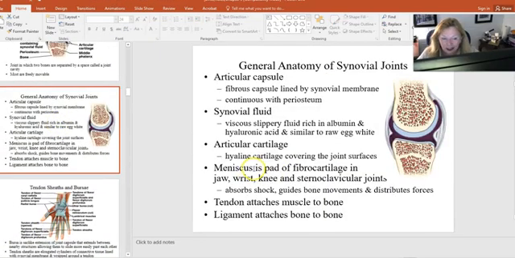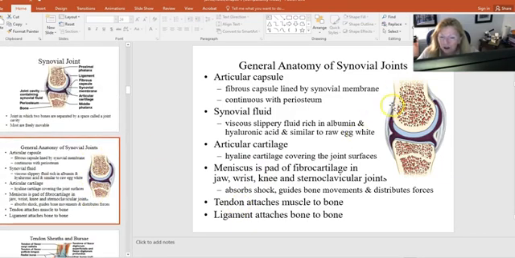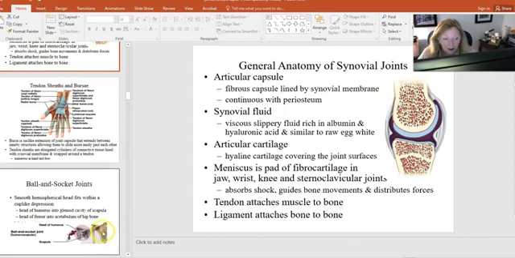menisci in some joints, we have tendons and ligaments we think about with the joint, we have the synovial membrane, we have articular cartilage. Synovial joints are really complex, even the little tiny ones like we think of in our toes and our phalanges. They're fairly complex joints because we do need the movement associated with them.